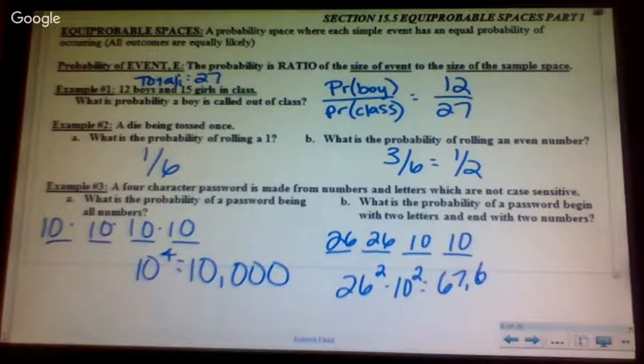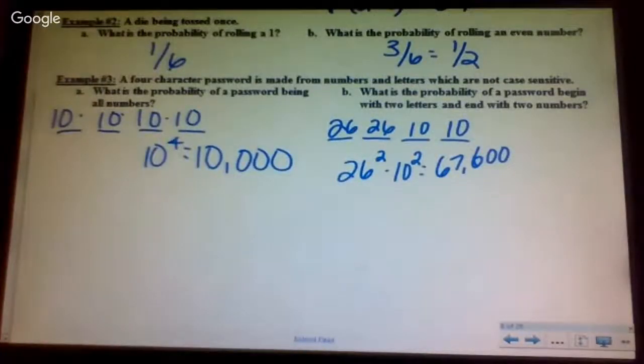Oops, 600. Okay, stop there for a second. Because what you just came up with is the top part of the fraction. We're doing probability now. We now need to come up with the bottom part. You figured out the probability of this event.